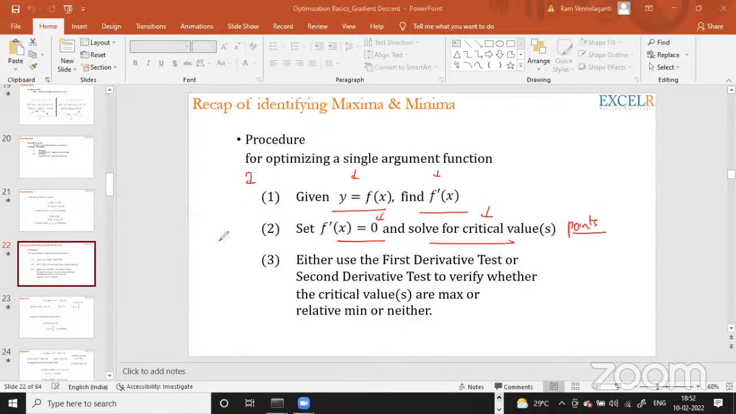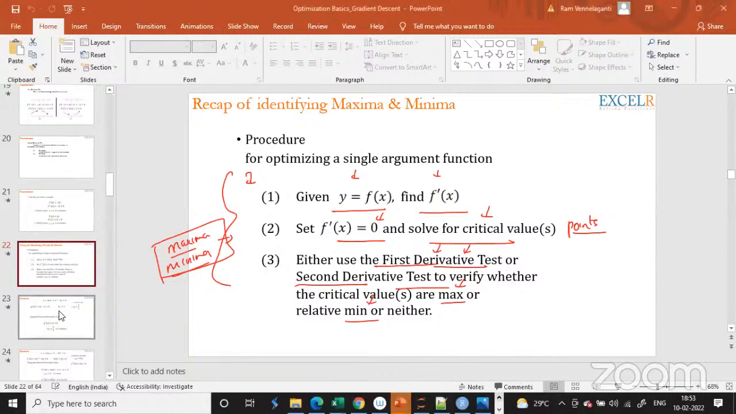Then if you want to find out whether the curve is going to have a maxima value or a minima value, what can you do? You can simply use the first derivative test. If the slope is changing from positive to negative, it is going to have a maximum value. If the slope is changing from negative to positive, it is going to have a minimum value for us. So you can either use your first derivative test or your second derivative test to find out whether your curve is going to have a maxima value or minima value. So all these points you can write down, you can remember.